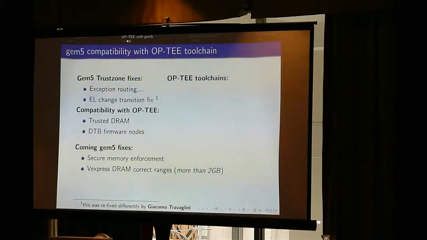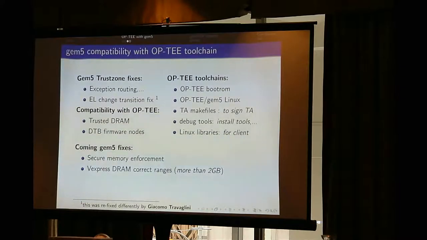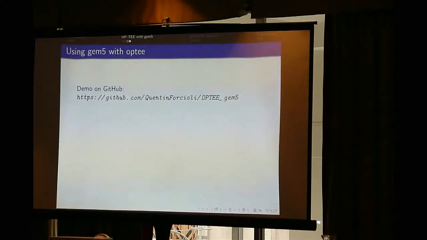Also, we have to create the OP-TEE toolchain to build it to fit gem5 functionalities. So we had to set up a boot firmware, and create or fuse different elements of OP-TEE, gem5 and Linux, gem5 Linux and OP-TEE Linux, to have both functionalities. It creates a TA and a TMX file, and debug tools to create a TEE application. I already shared this demo of OP-TEE gem5 on GitHub when I did my first commit.